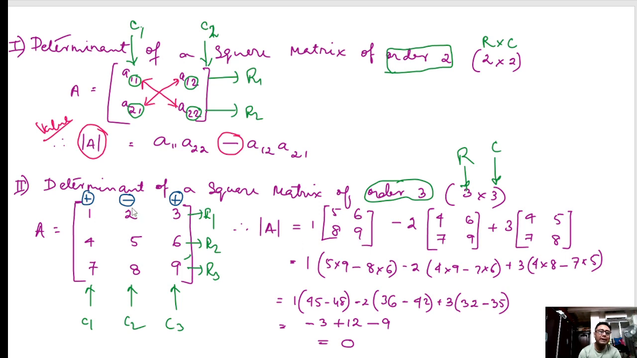Then when you choose 2, you cannot choose the row of 2 and the column of 2. What is the row of 2? This is the row of 2. What is the column of 2? This is the column of 2. So you cannot choose this. You cannot choose the row of 2 and the column of 2. Clear?